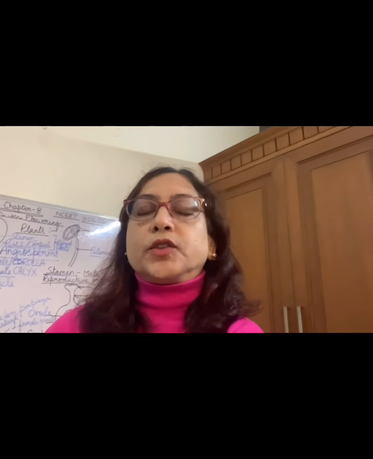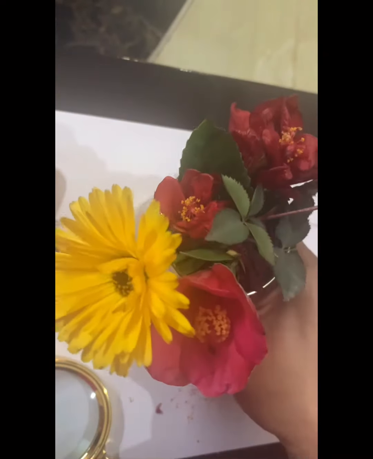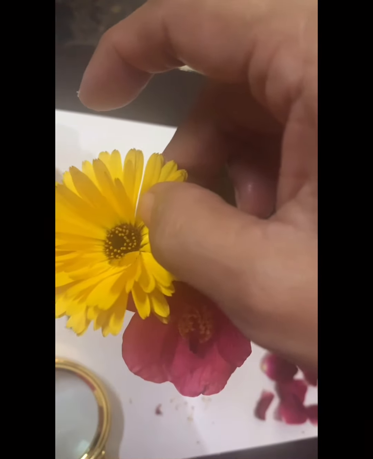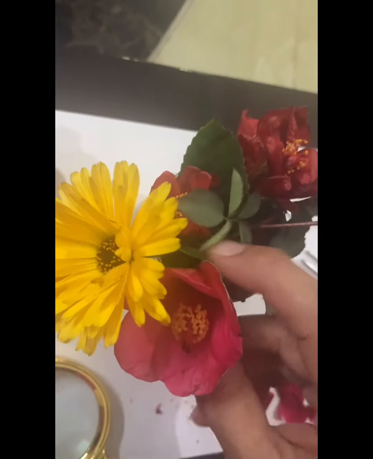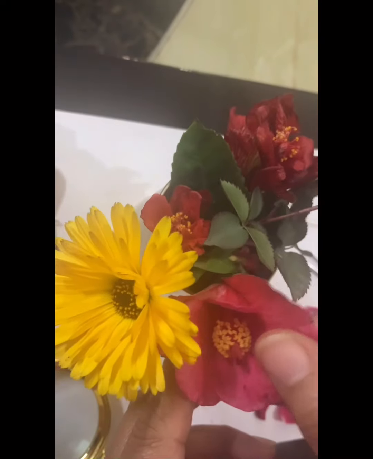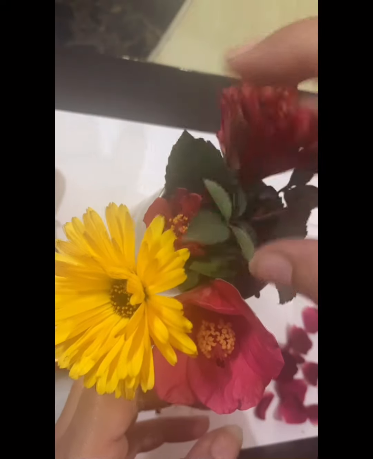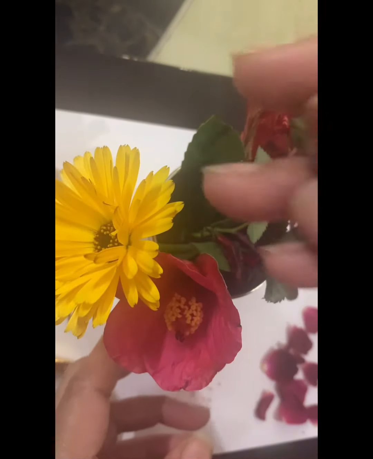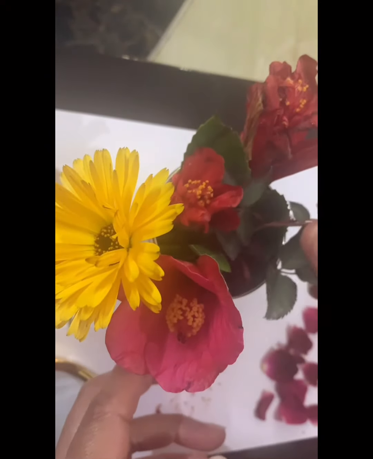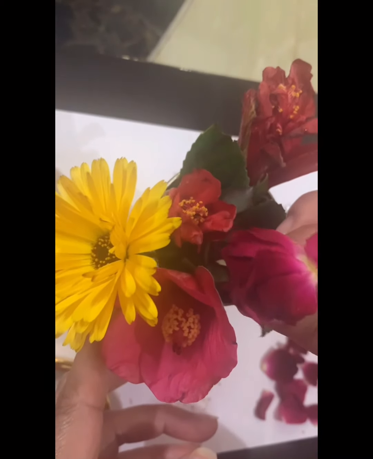Observe the parts of hibiscus flower practically. Here are a few flowers which I've brought today. This flower is Calendula. It's a seasonal flower. This is hibiscus, the China rose; the common name is China rose. And these are also hibiscus. These are all hibiscus. And this one is a rose flower. I hope you can identify it.